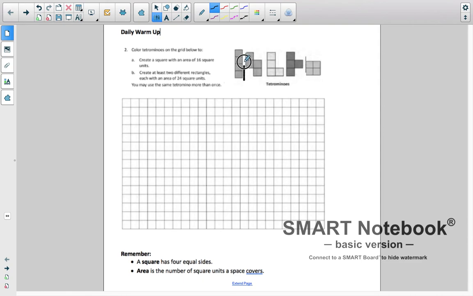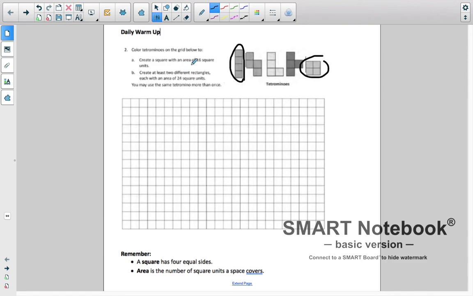So the tetraminos that I might use are going to be these ones because these are a rectangle and a square, and these are a little bit easier to work with than these. Now you can try making a rectangle or a square with these ones, but it's going to be a little bit tricky. So if you want to challenge yourself, you could use these. But I'm going to show you using these ones.